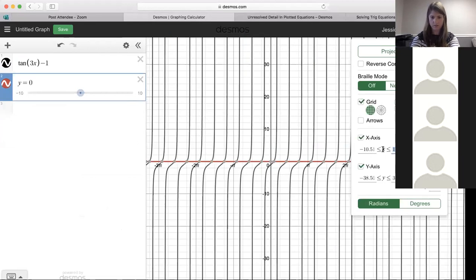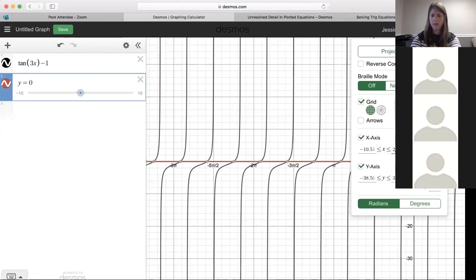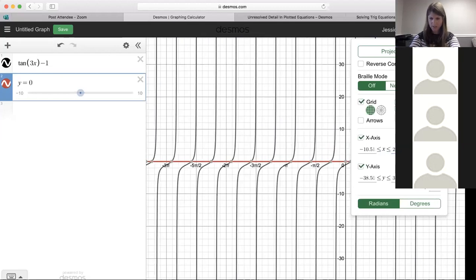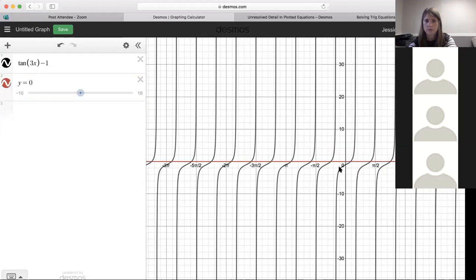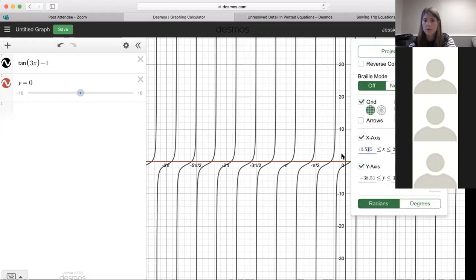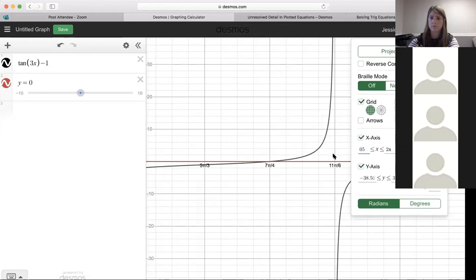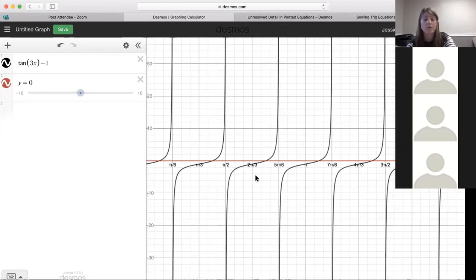Not very tight. 2 pi. And then for our steps, these have multiples of pi over 12, so I'm going to change my step. Whoa. Why did you not do that? Oh, 0. Okay, so now we're on the right track.